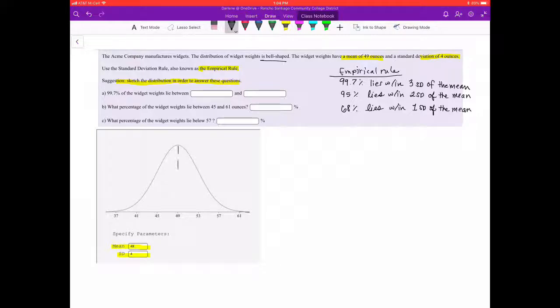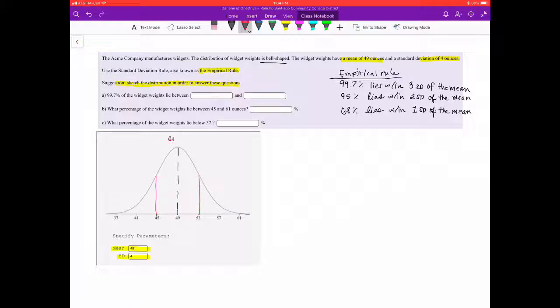So the highest point on the graph is the mean, which is 49. And if I add and subtract 4 ounces, I would get 45 and 53. That would be 1 standard deviation from the mean, which means that this is 68% of the data that lies within 1 standard deviation of the mean. In our case, it would be widgets. If I cut this in half, that means 34% will lie on the left side, and 34% lies a little bit on the right.